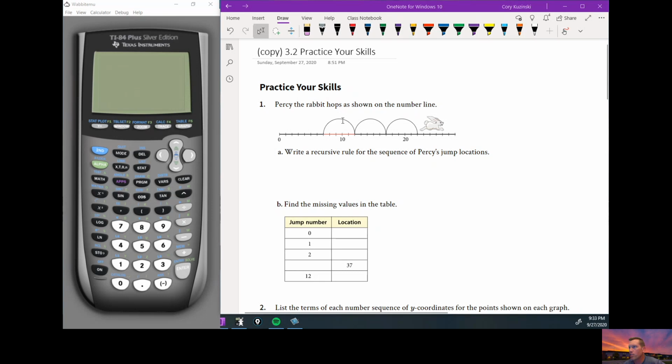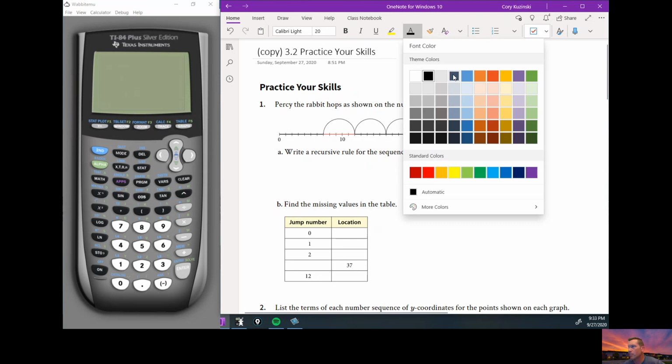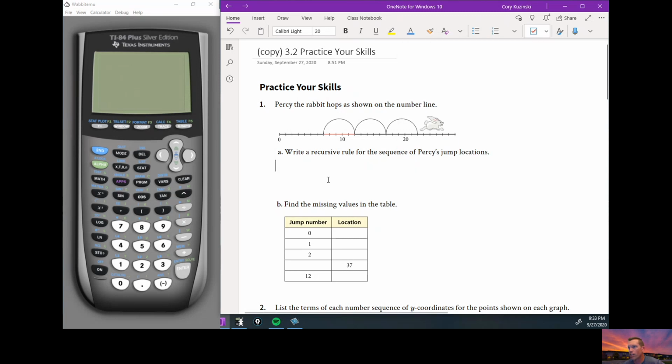Here we go. We've got Percy the rabbit hopping on down the number line here. We're going to write a recursive rule for the sequence of Percy's jump locations. So this only says that we need to keep track of his jump locations. So I guess we'll just write a one variable recursive rule.